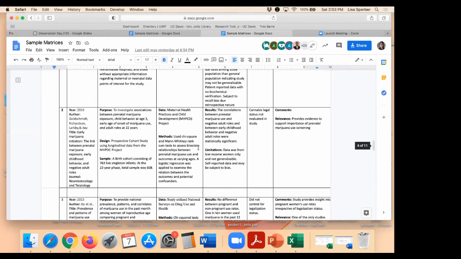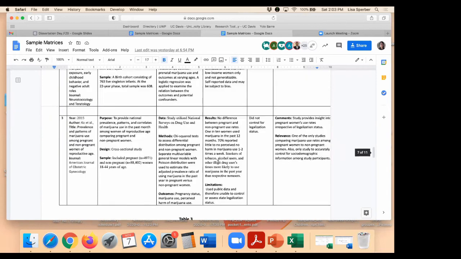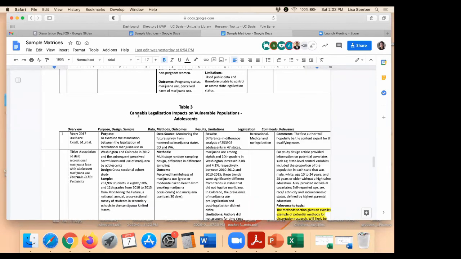And then the second table was impacts in primary literature. And the third table is legalization's impact on vulnerable populations. So you can also organize, either in Excel or in tables, different sets of data according to the different aspects of your research.